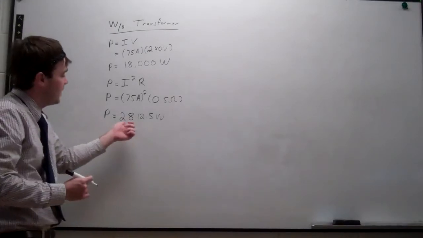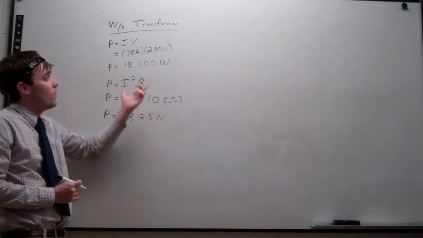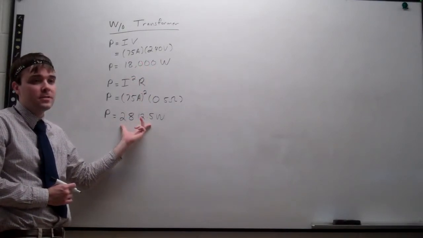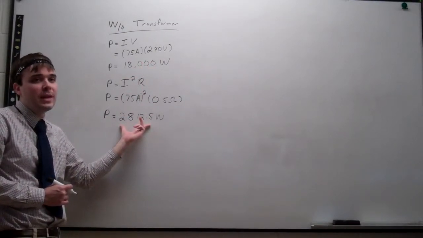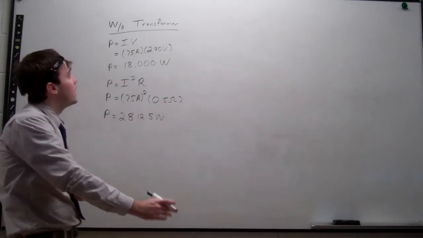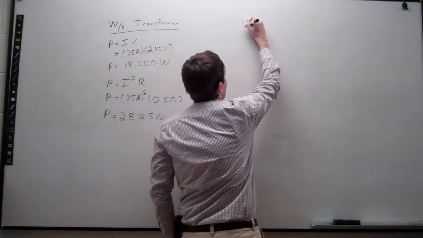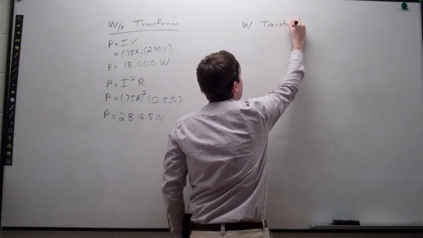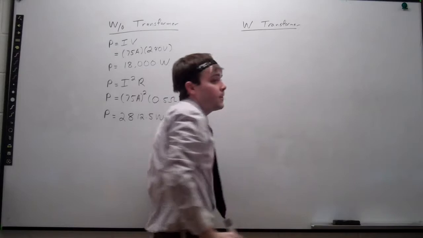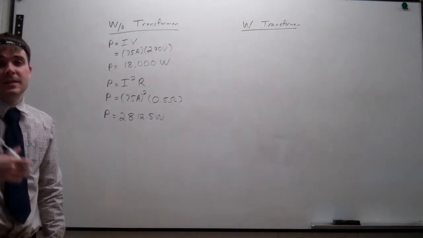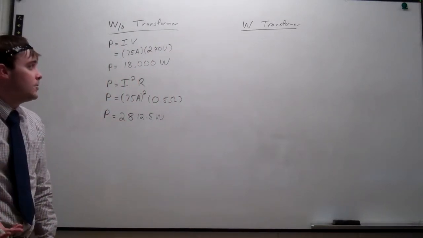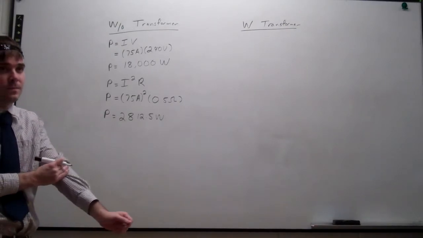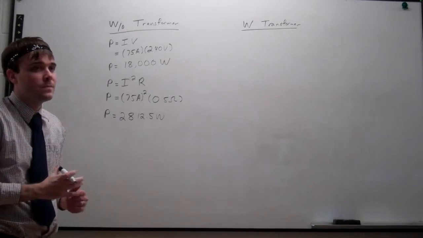Okay. For every 18,000 watts of power generated, 2,800 are lost. So that's a pretty big portion of it. That's without using a transformer. Now with the transformer, we have to figure out the current in the secondary coil, and then use that current with P equals I squared R to find the power lost.